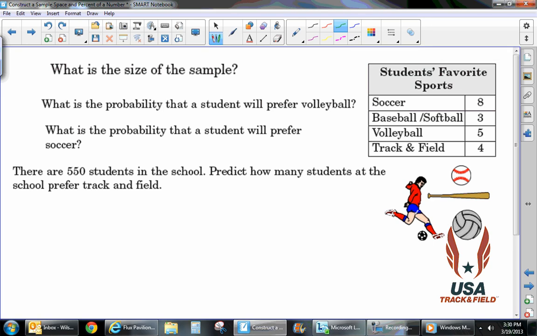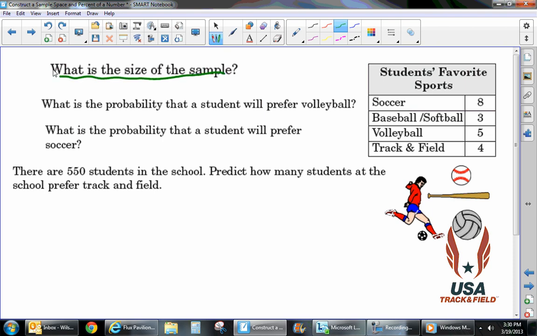I'm going to show you a great review problem for your math test that's upcoming on Thursday and Friday, and there are study sessions at 7 a.m. This is predicting the actions of a larger group based on a sample size. So first question is, what is the size of the sample?